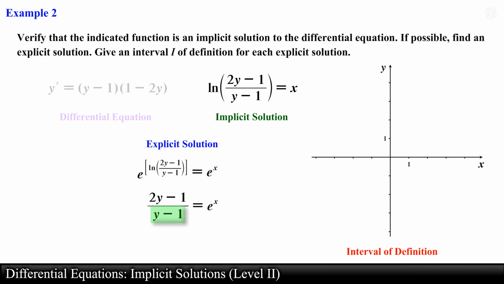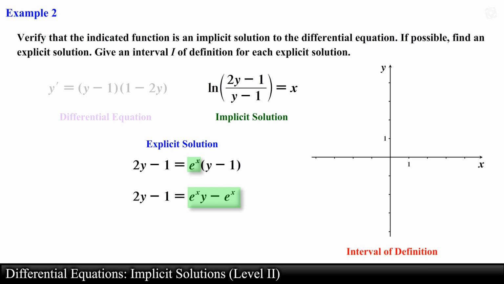Next, let's multiply both sides of the equation by the quantity y minus 1. After that, we need to distribute the exponential term into the quantity y minus 1 as follows. From here, we need to move all the terms that contain the variable y into one side of the equation and the rest of the terms to the other side of the equation. Moving all the terms with the variable y to the left and the rest to the right side of the equation, we obtain the following expression.